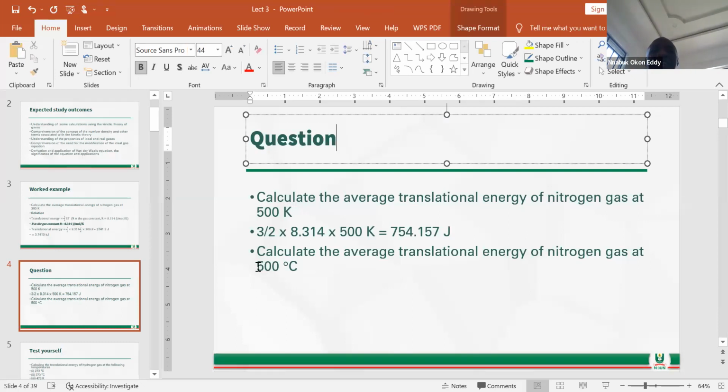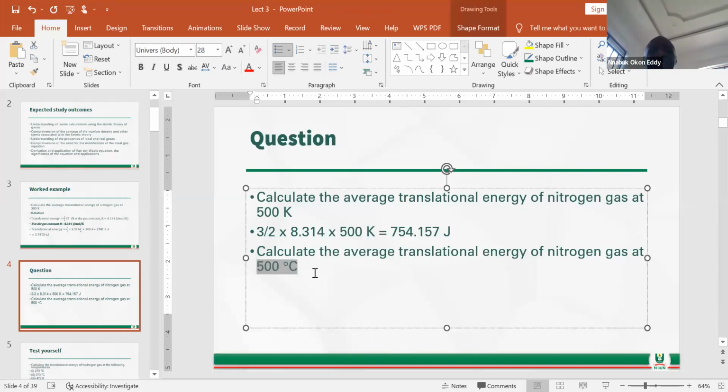First of all, you have to convert the degrees Celsius. 500 degrees Celsius is equal to 273 plus 500 in Kelvin. The answer will be in Kelvin, so we have to convert it to Kelvin. We started with the SI unit, so when you are answering your questions, the unit of expression should be SI unit. That gives us 773 Kelvin.